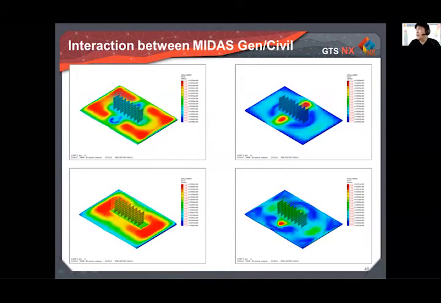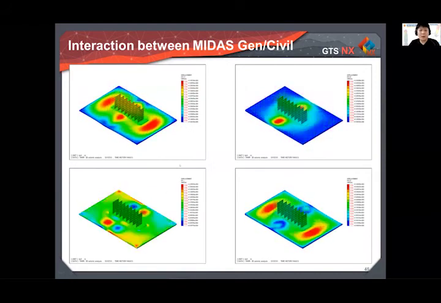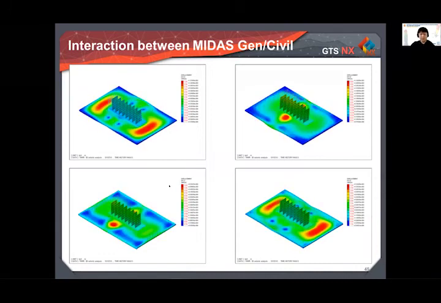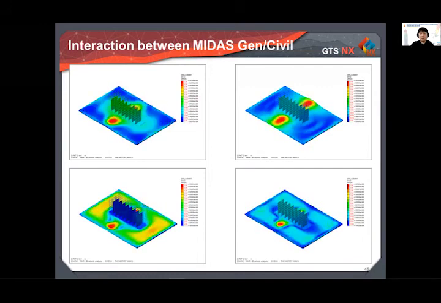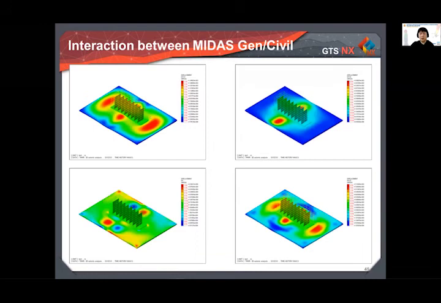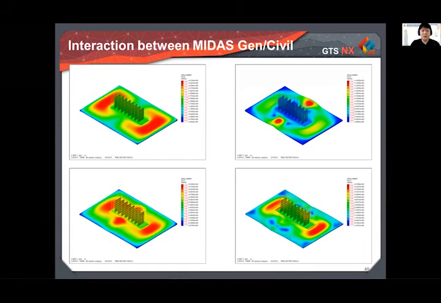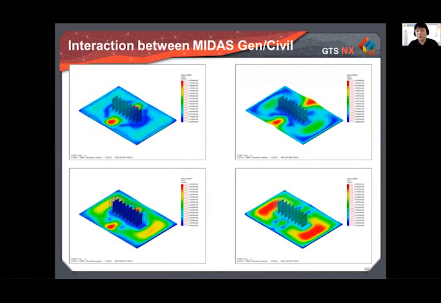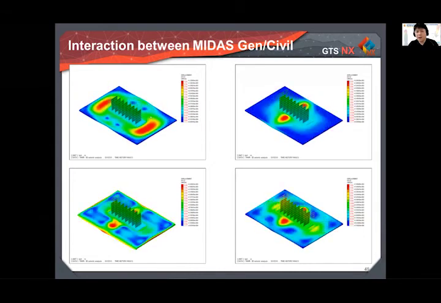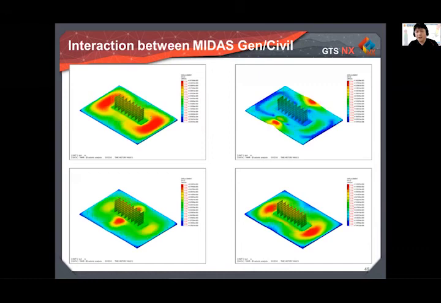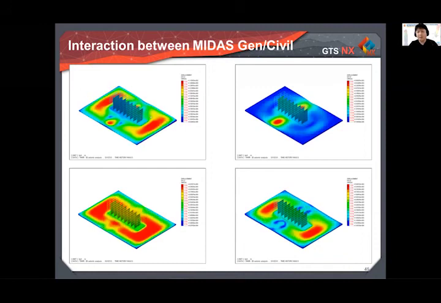And after that, in GTS NX, we provide a way to calculate the spring stiffness values by using the stress of the soil divided by the settlement or displacement of the ground. Then this subgrade reaction value can be sent directly back to Midas Gen by using a text file, and the previous spring value can be replaced with the new spring value calculated from GTS NX.